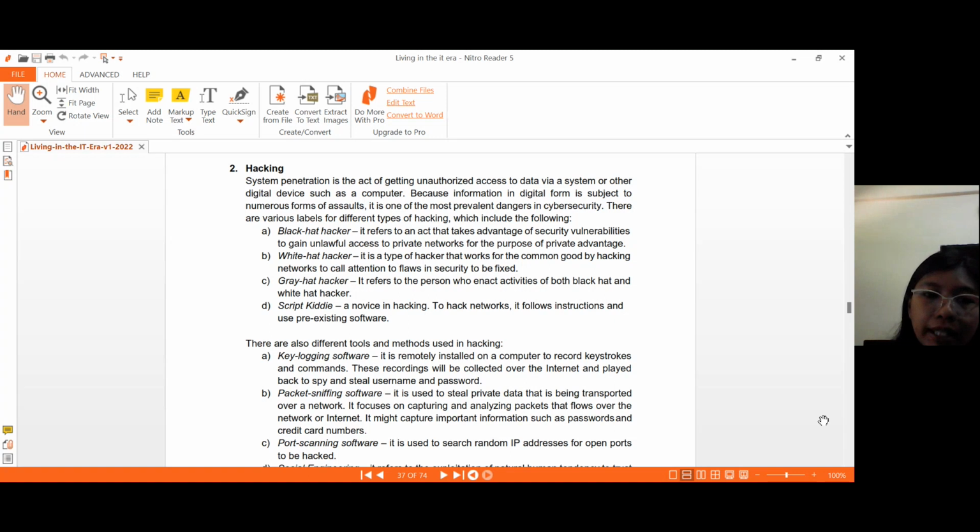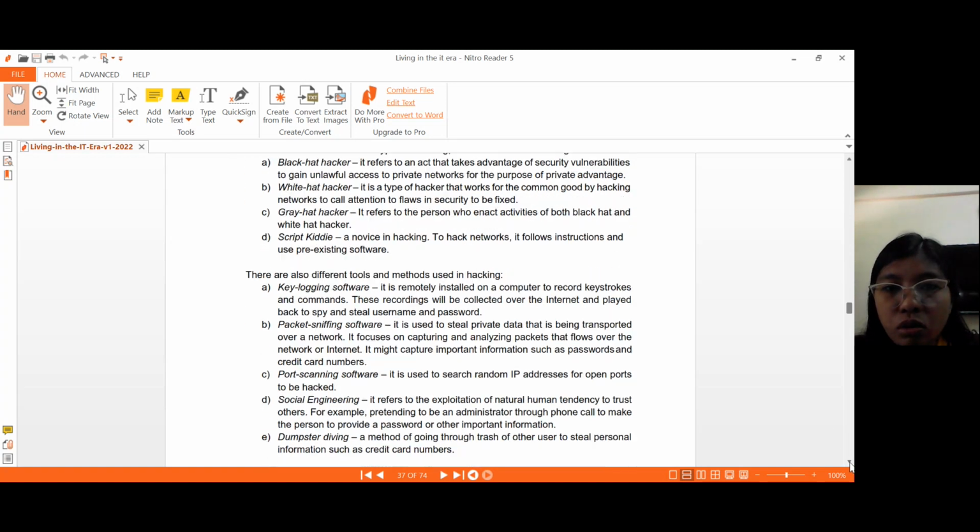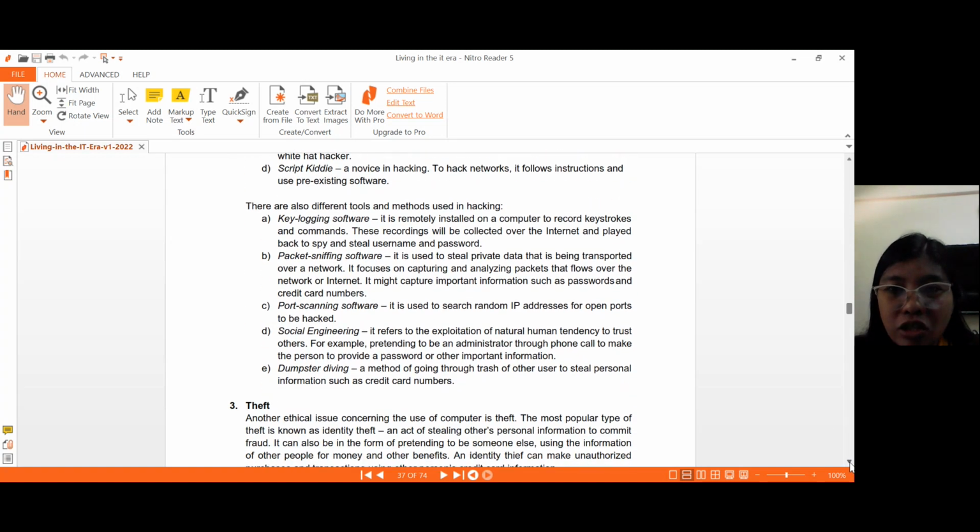And then lastly, script kiddie, it's a novice in hacking. When we say novice, ito na yung master, yung expert, yung galing-galing. May mga napapanood ninyo sa mga sci-fi movies natin or mga action movies natin, yung mga hackers, yung bilis-bilis na magpipindot sa kanilang mga devices, script kiddie ang tawag sa kanila. So to hack networks, it follows instructions and use pre-existing software. Mga codes na yan, sila na ang nakakaintindi dyan, di ba?